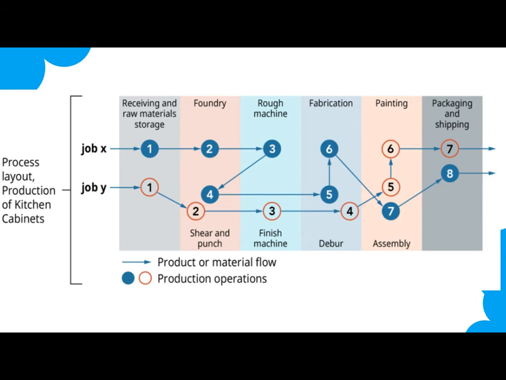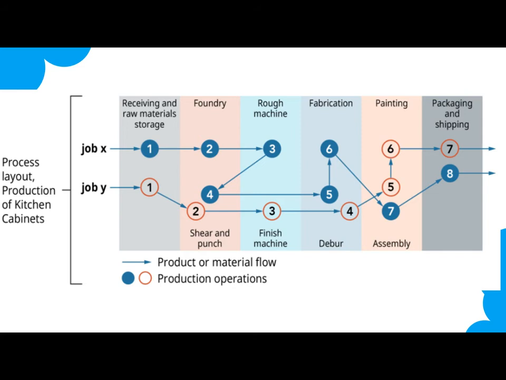The example of production of kitchen cabinets is given. Suppose there are two jobs, job X and job Y, and there are various workstations like receiving and raw material storage, then foundry, then third workstation is rough machine, followed by fabrication, painting, packaging and shipping. Also, there are other workstations like shear and punch, finish machines, deburr and assembly.